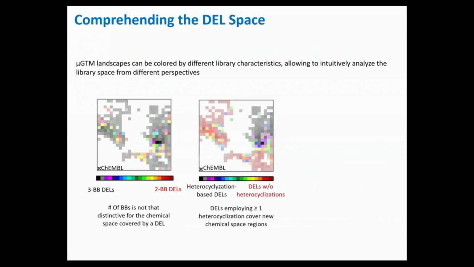However, if you start coloring by the number of heterocyclization processes involved in the synthesis, then you start seeing a pattern. The DELs without heterocyclization, the DELs based on standard good old coupling reactions, occupy all this chemical space closest to Campbell, and in, let's say, northeast, we have the heterocyclization based DELs, which actually go scout some new chemical space. This is an interesting observation.